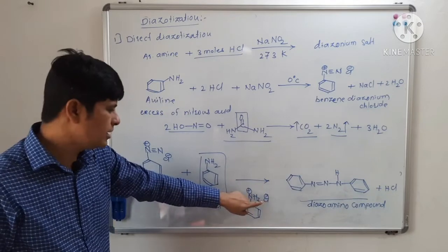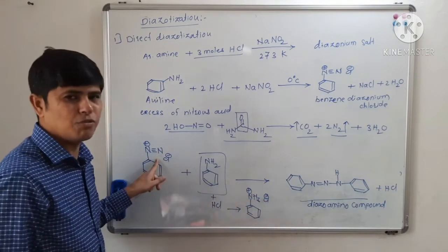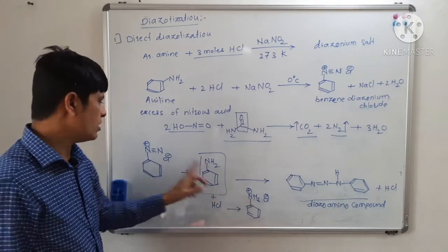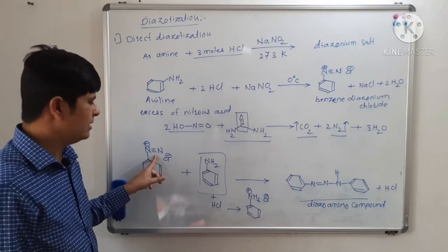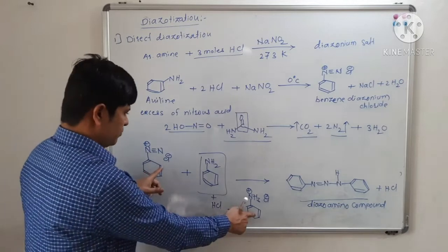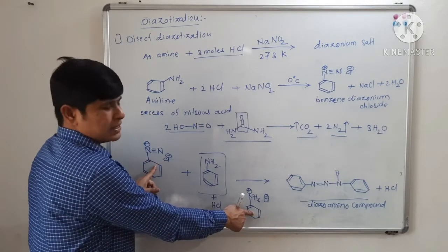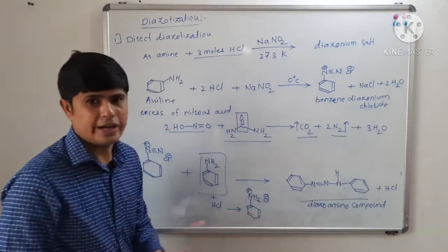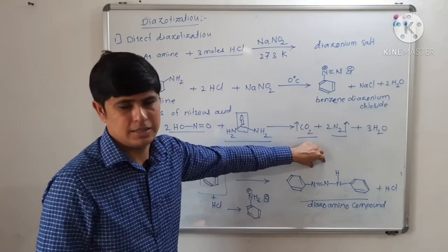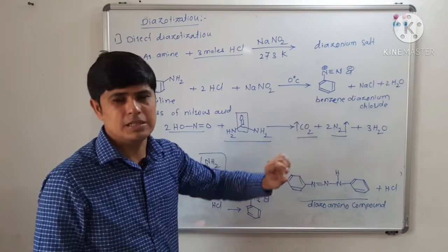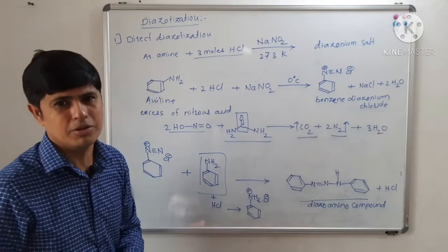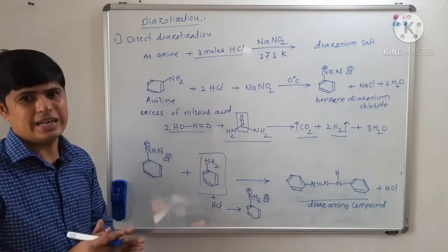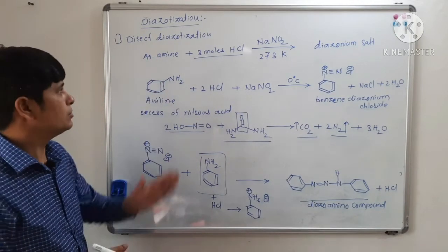So this salt will not react with this benzene diazonium chloride. So when this salt is not going to react with this benzene diazonium chloride, there is no way to form that byproduct, diazoamino compound. So have you understood what is direct diazotization? Okay, now you can note it down.